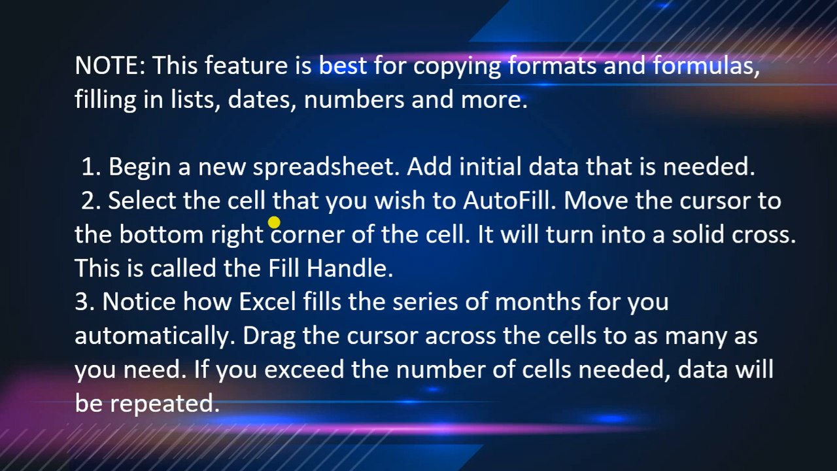Select the cells that you want to autofill. Move the cursor to the bottom right corner of the cell. It will turn into a solid cross and a fill handle will appear. Notice how Excel fills the series of months for you automatically. Drag the cursor across as many cells as you need. If you exceed the number of cells needed, data will be repeated.